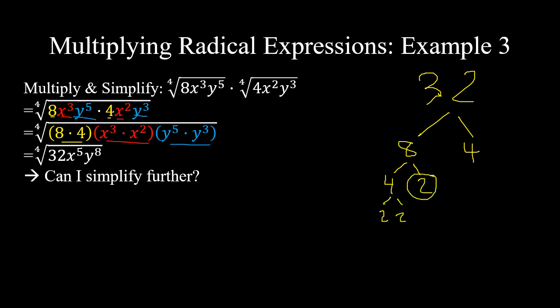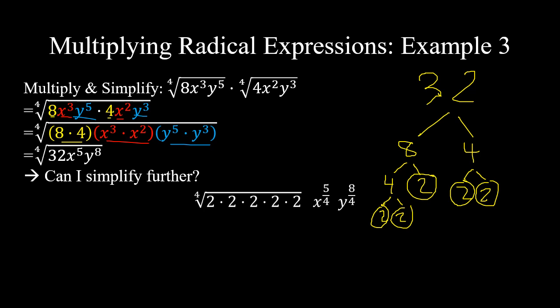2 and 2, okay, prime and prime. Same thing here, 2 and 2, prime and prime. So now I have all prime numbers at the bottom. I can stop. So 32 is equal to 2 times 2 times 2 times 2 times 2, okay? So that's where this piece came from.